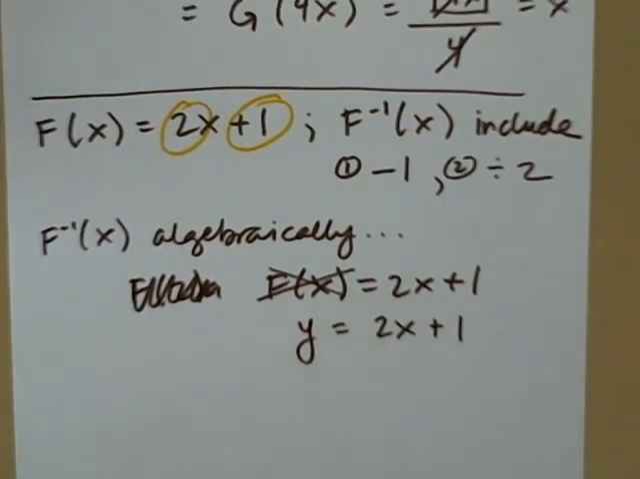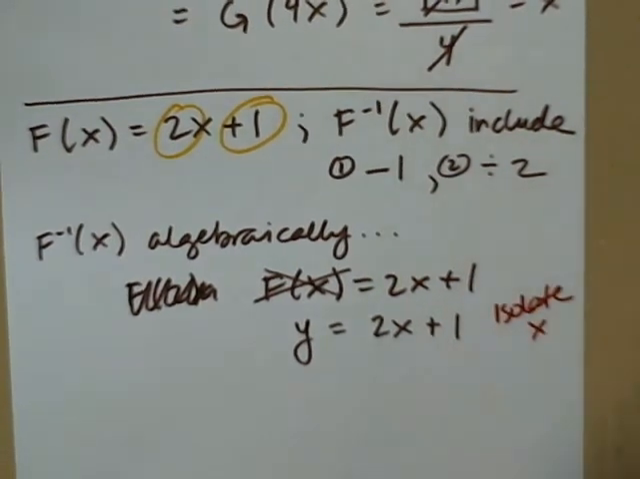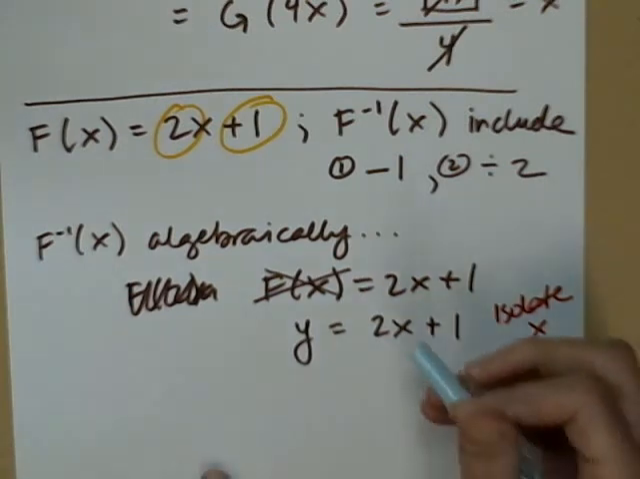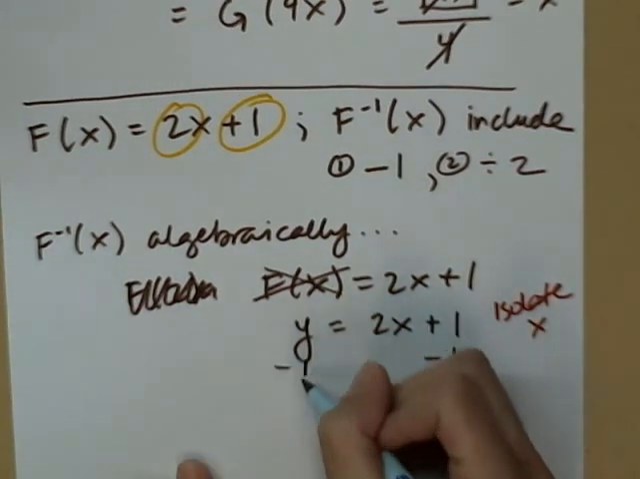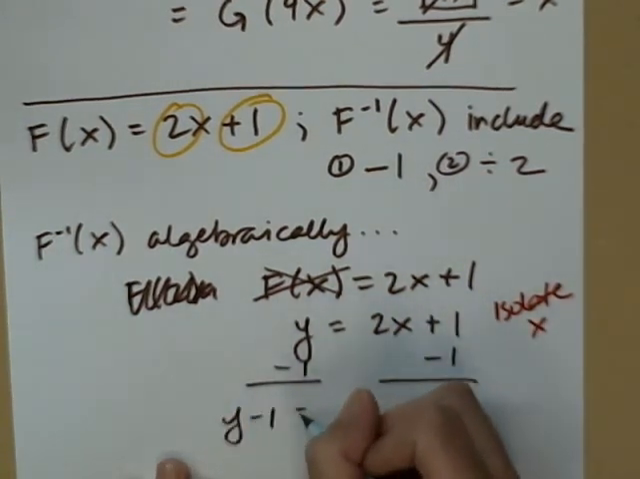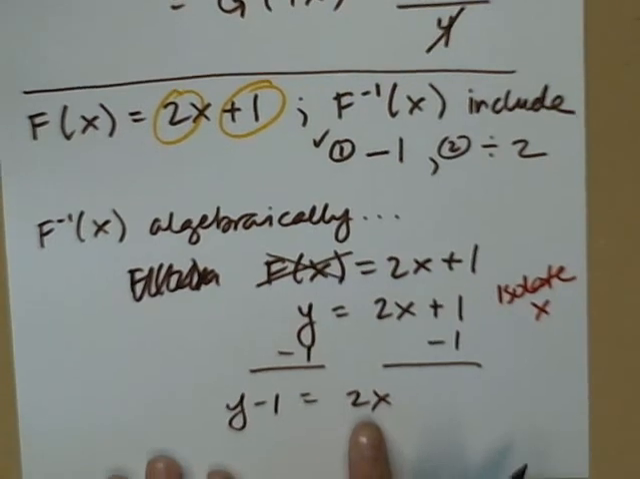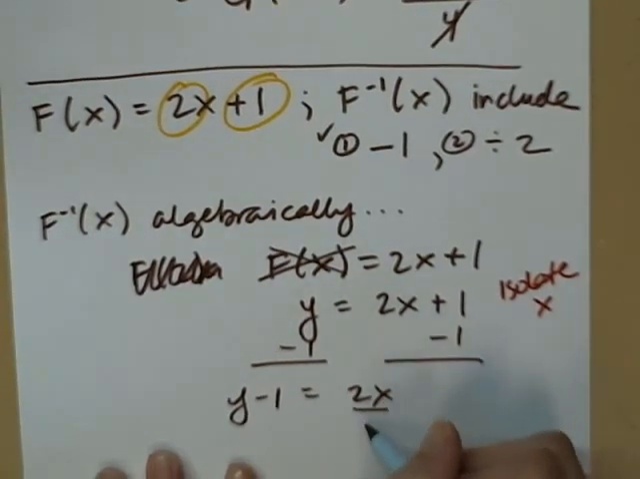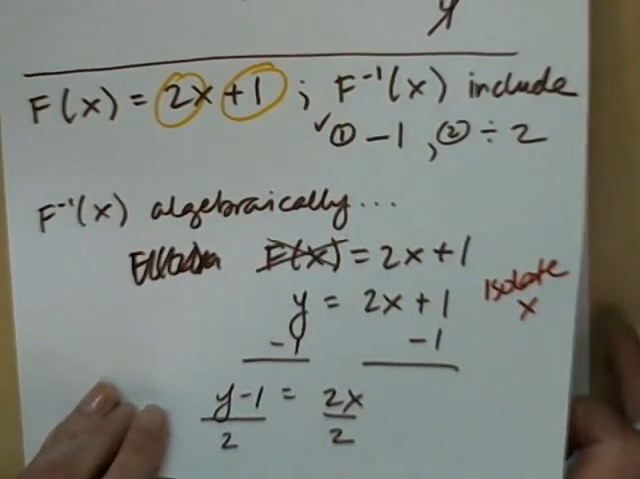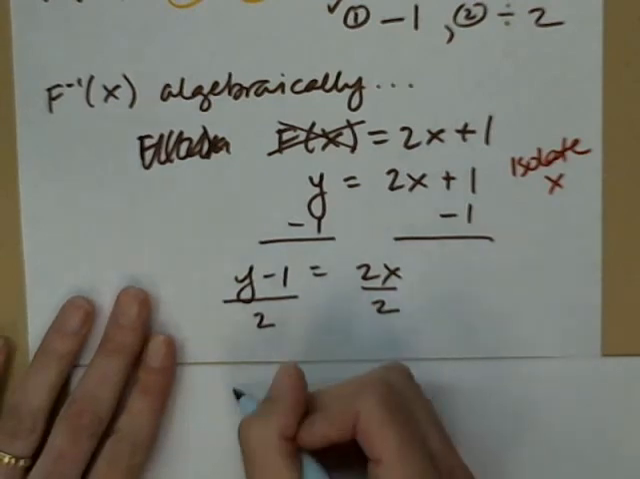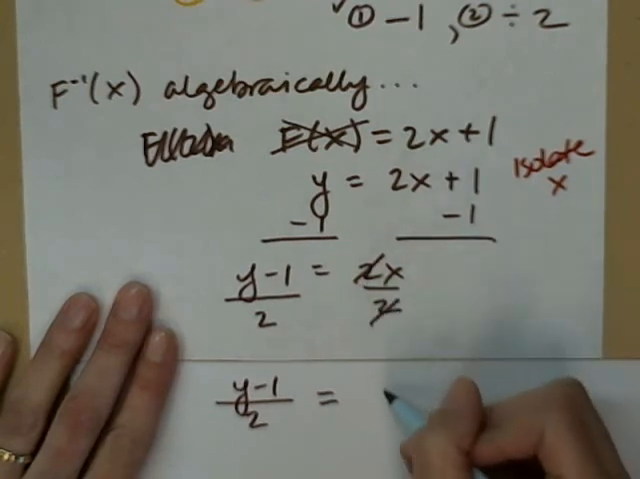And I'm going to go ahead and isolate my x. As I'm isolating my x, I really end up undoing everything that happened to the x. So to isolate the x, I subtract the 1 from both sides. y minus 1 is equal to 2x. There's that minus 1, right? And then I need to divide both sides by 2 to get x by itself. So I divide 2x by 2, and I divide the entire left side by 2 as well. So we end up with y minus 1 in the numerator, all divided by 2, is equal to x.